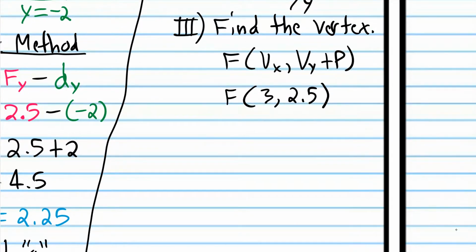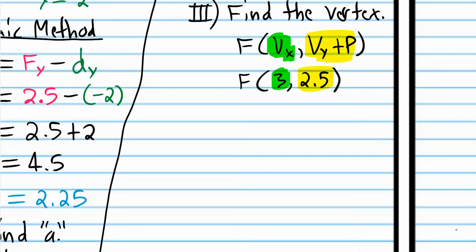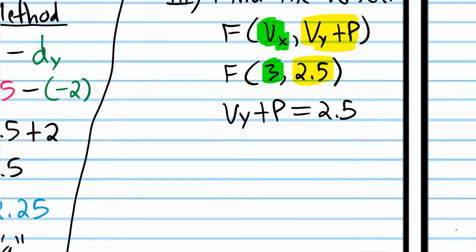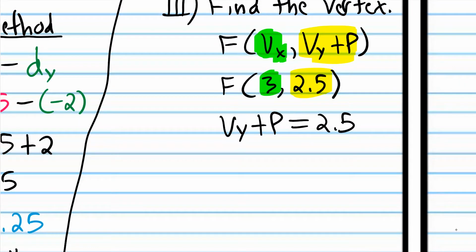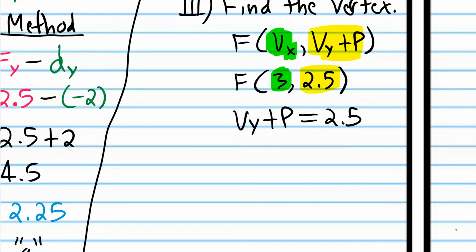But let me color this stuff. We're going to equate these, and we're also going to equate these. So obviously we have the x value of the vertex, but the y value of the vertex plus p must be equal to 2.5. Or excuse me, 2.25. Actually, no, I'm sorry, that's correct. So the y value of the vertex is what we're looking for, and we're going to add p, which is 2.25.